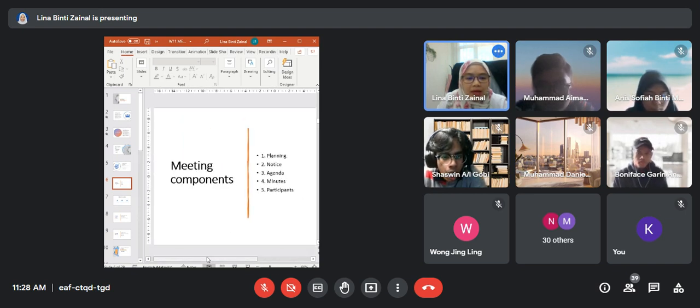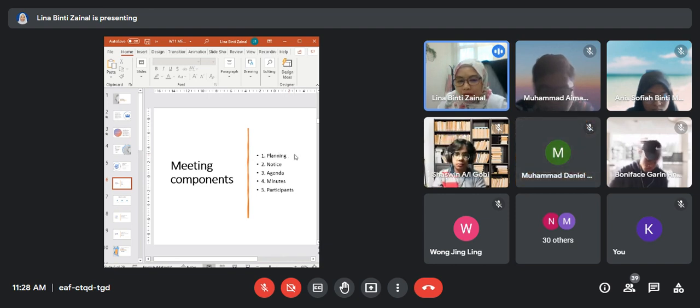So these are meeting components that are important in a formal meeting. First, you need to have a planning. You need to plan when you want to conduct the meeting, and what it is that you want to discuss in the meeting. Who does the plan? Normally, it would be the chairperson. But for the purpose of your assignment, although you are not the chairperson, you still have to get involved in this planning process.